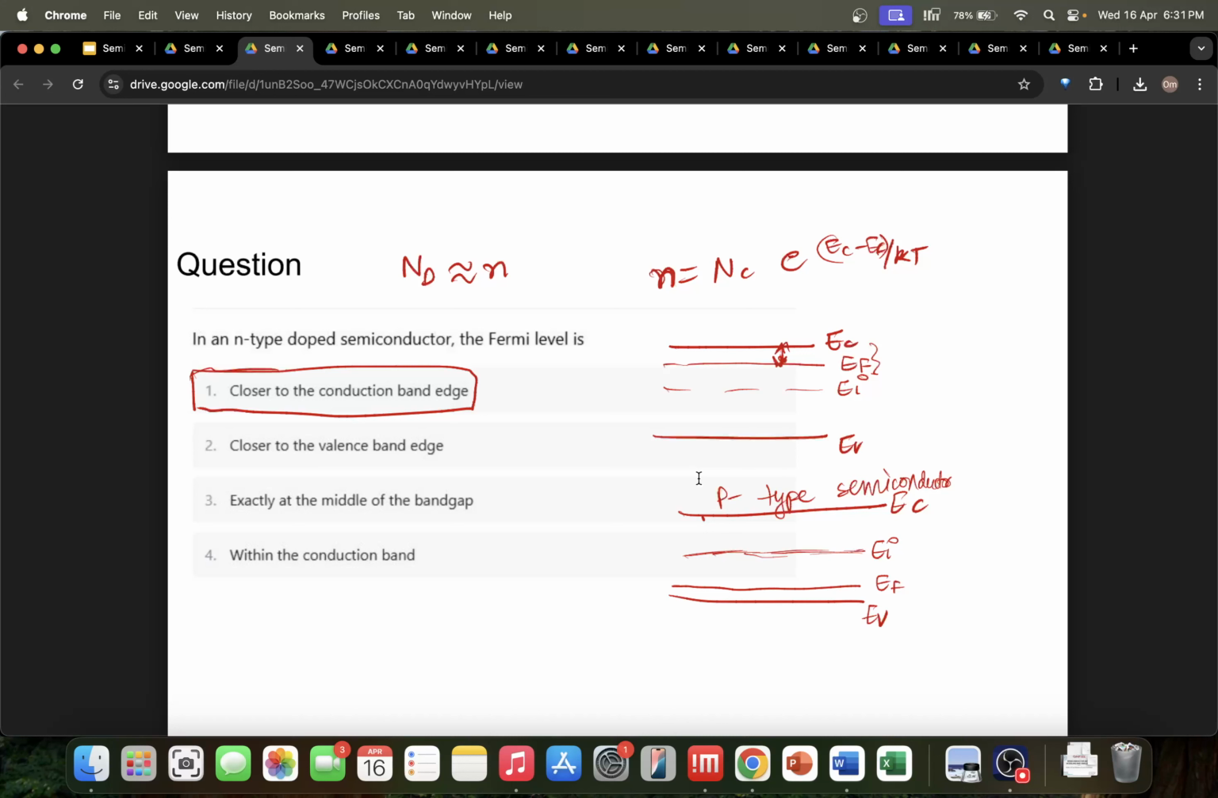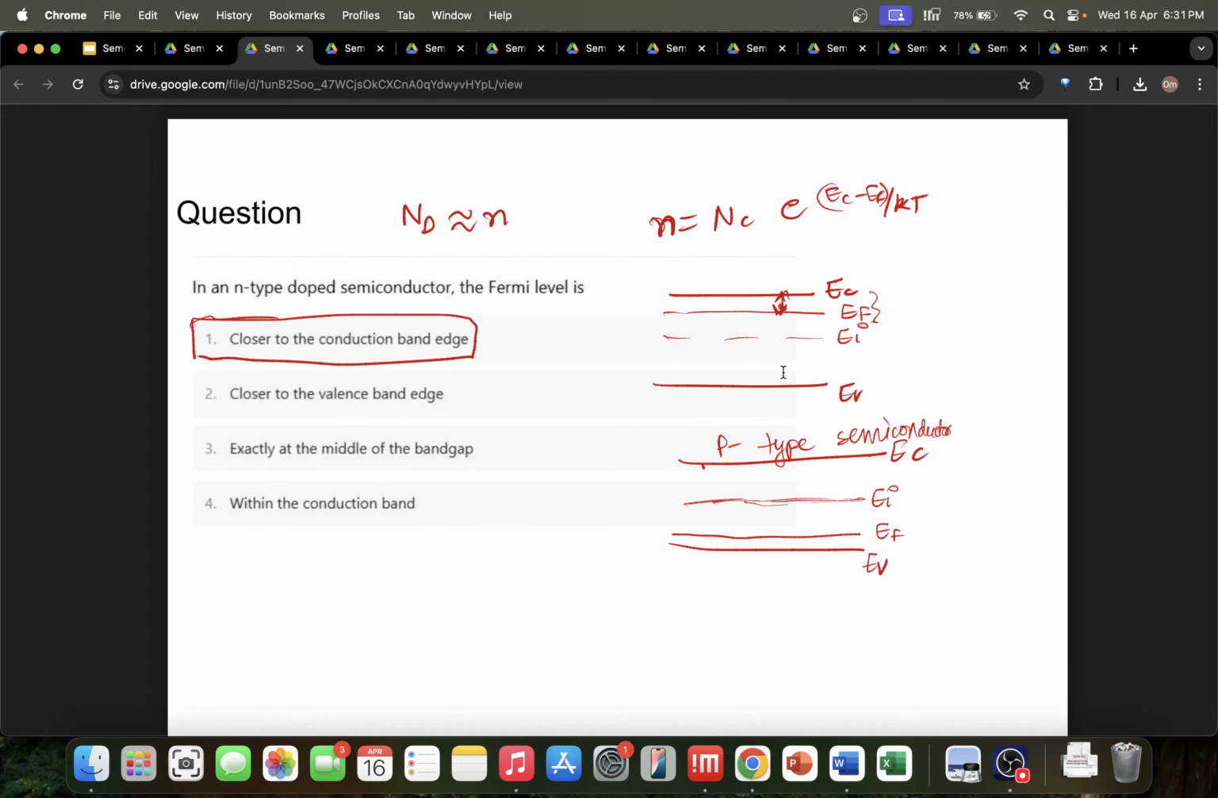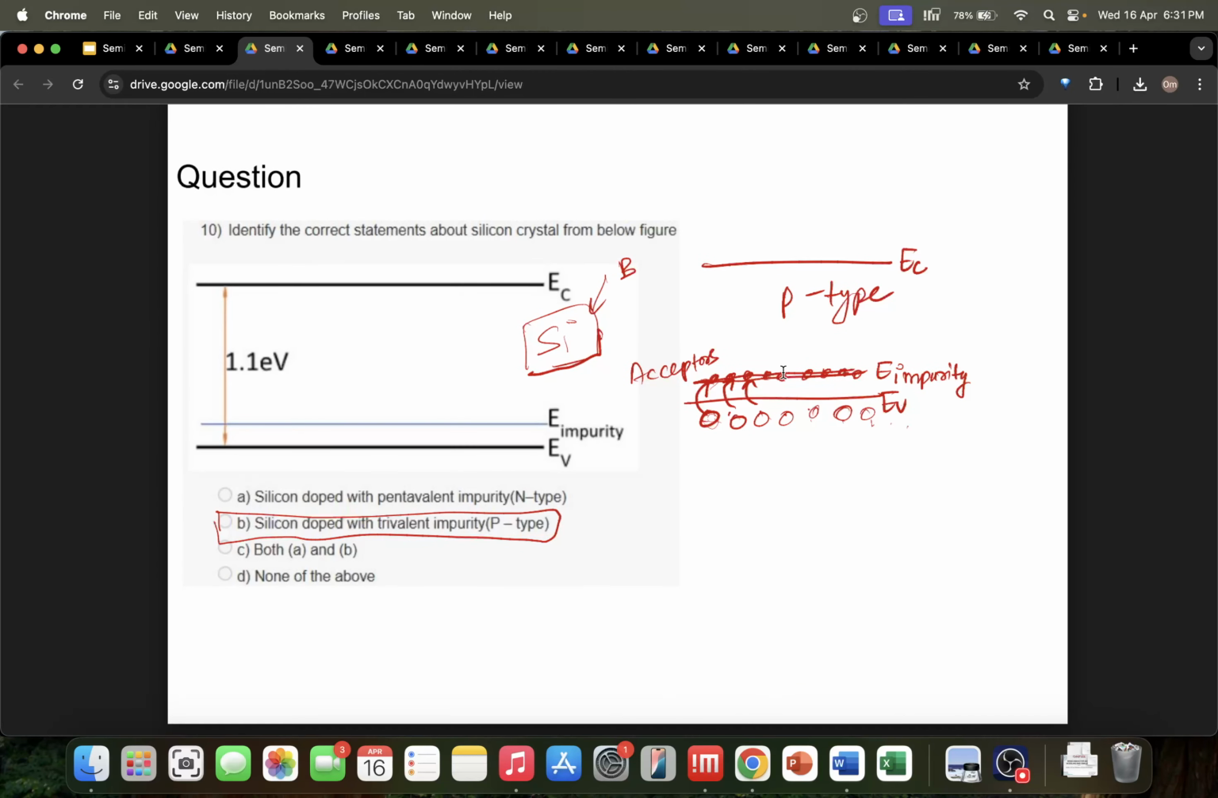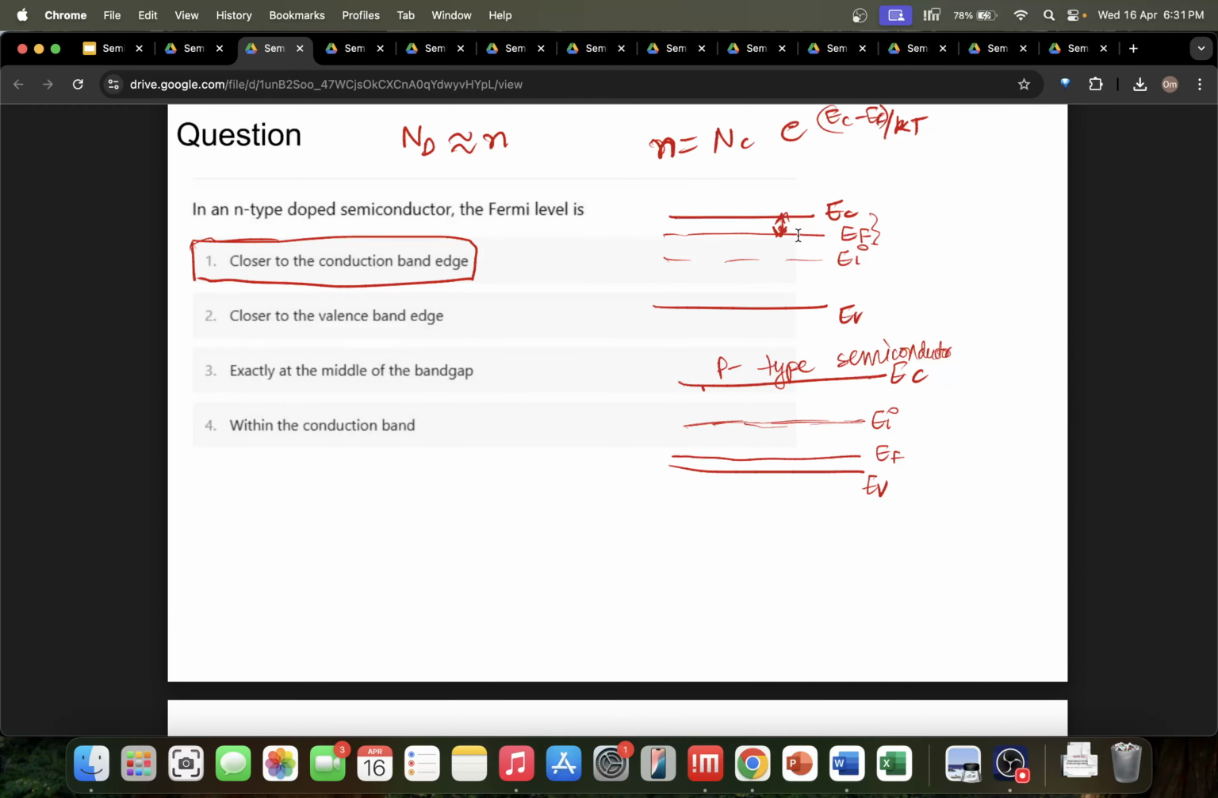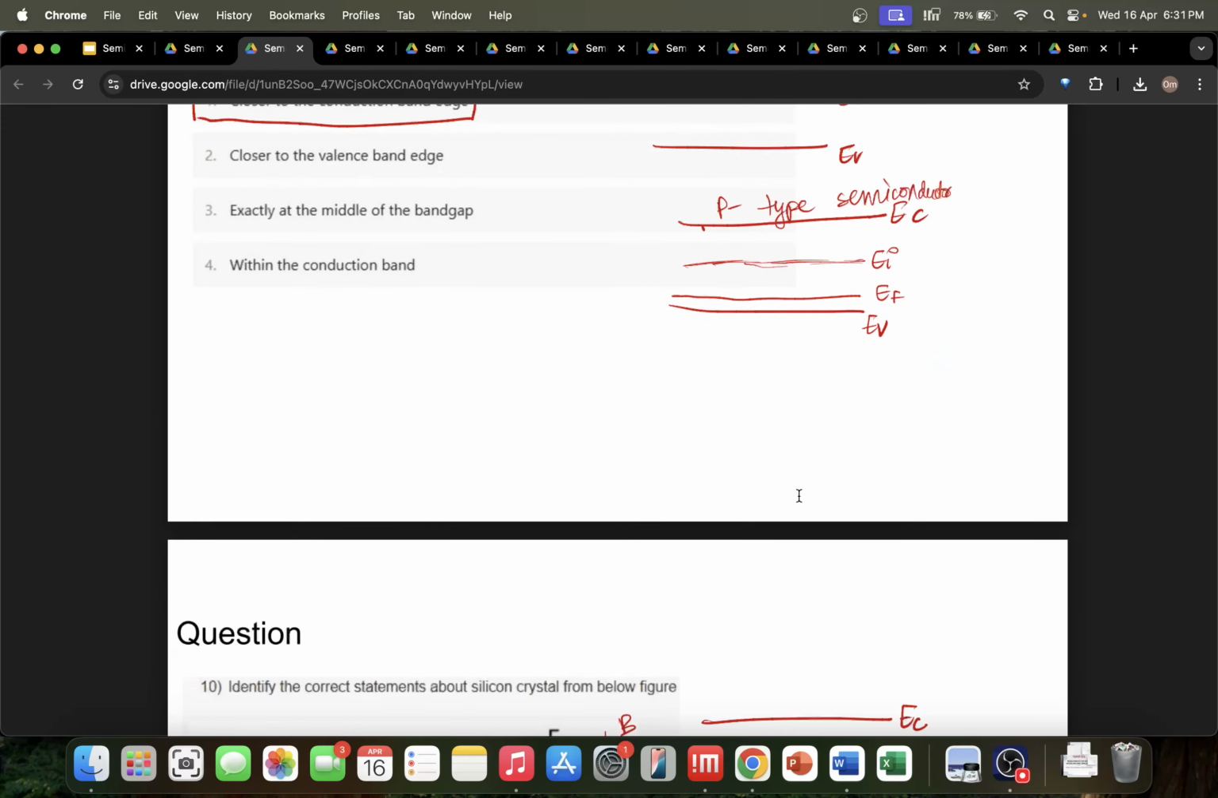Then we saw again what the Fermi level is. The Fermi level is a theoretical level that helps us to determine the doping in the semiconductor. So for N type, it would be closer to the EC, and for P type, it will be closer to the valence band.